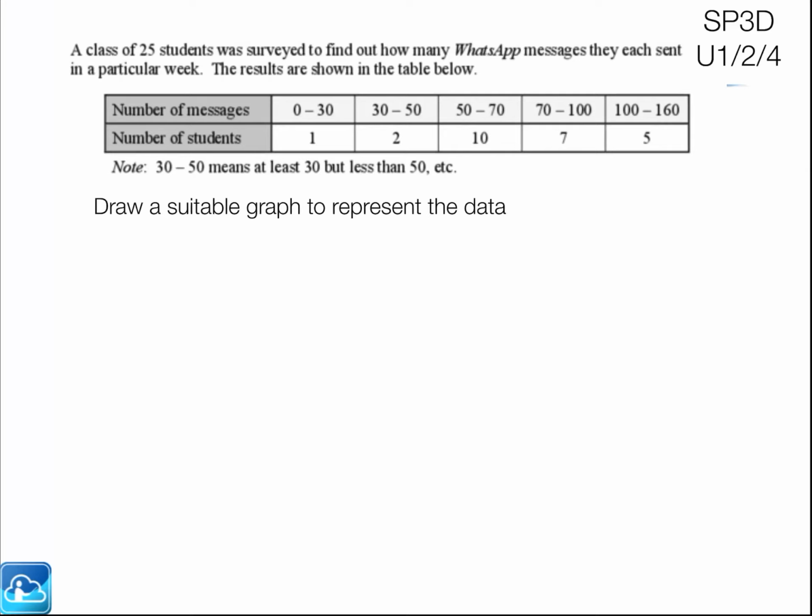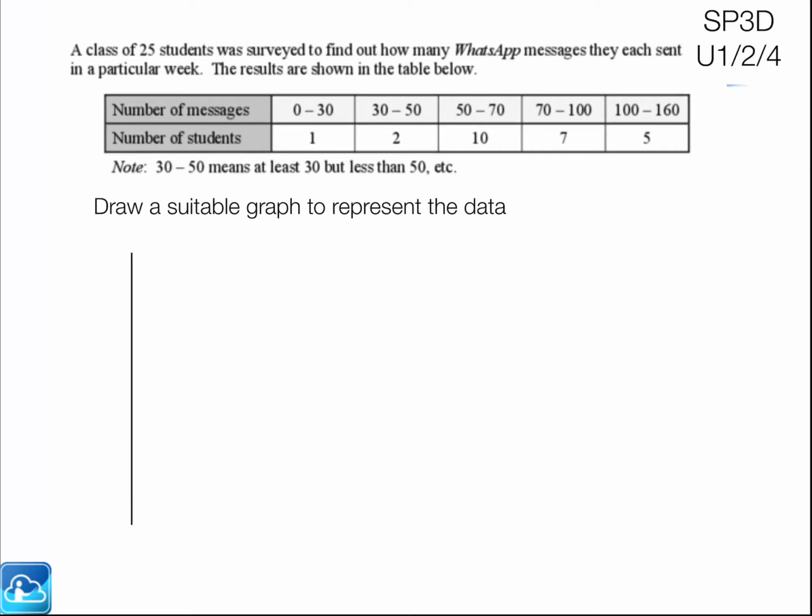So if I wanted to draw this on a diagram, the diagram that I'm going to pick, because it's 0 to 30, 30 to 50, with that little dash there at the top, that's called continuous data. It means the number of messages could have been anywhere between 0 and 30 or 30 and 50. So if you see that little dash, you're drawing your histogram.